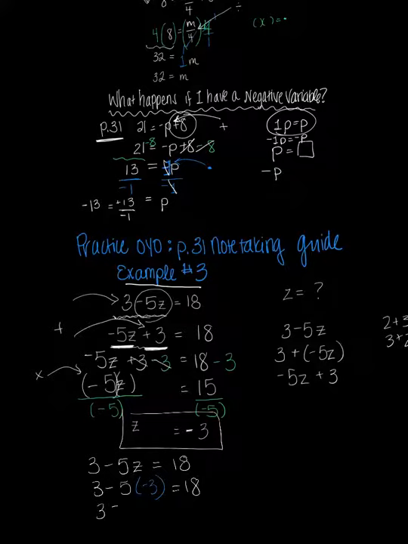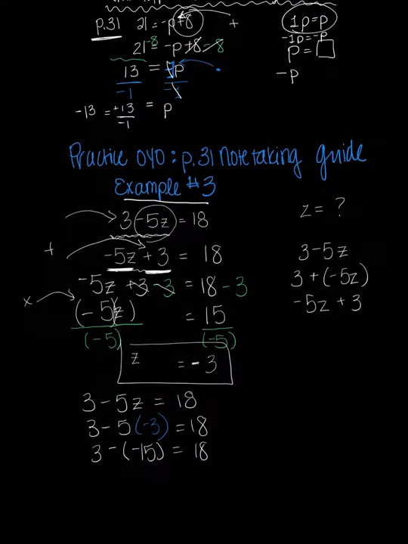3 minus, notice I have negative 15 now equals 18. And when I have two negatives, they end up becoming a positive. 3 plus 15 equals 18. This checks out. My solution is good.